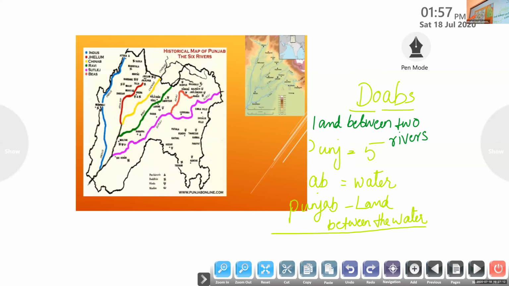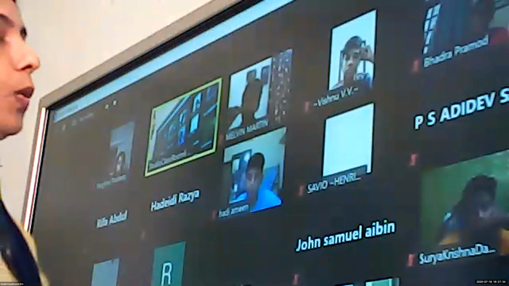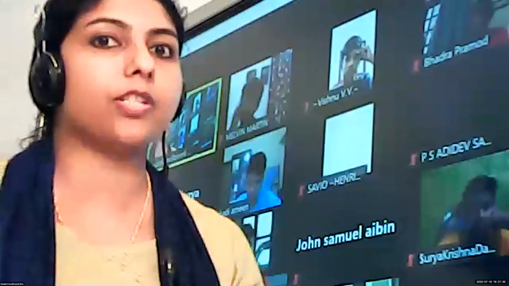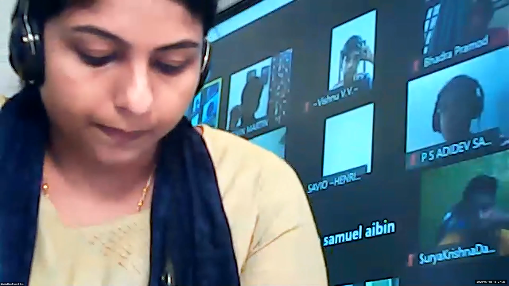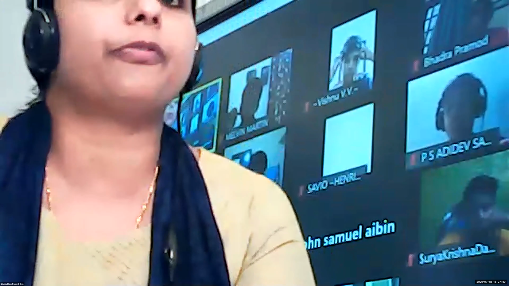Here, in between those plain areas, the land between two rivers, between Indus and Jhelum, between Indus and Chenab, and so on, is the land lying between two rivers. It's called Doab. So, Punjab plain is dominated by Doab, land lying between two rivers.